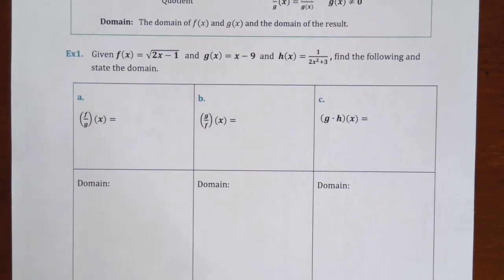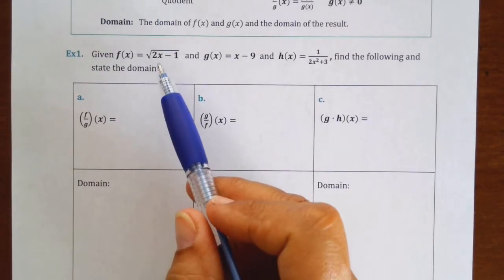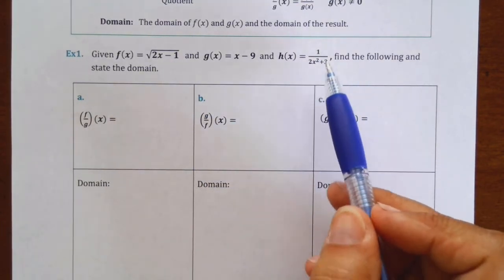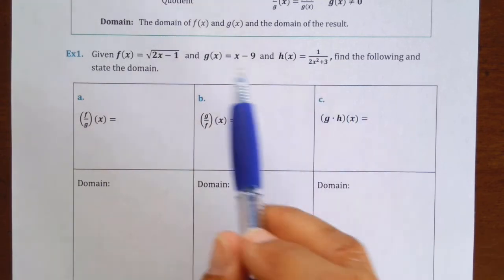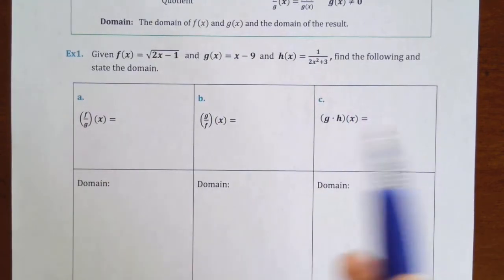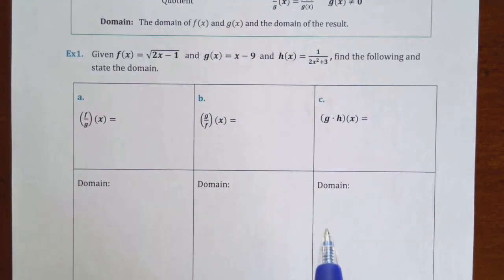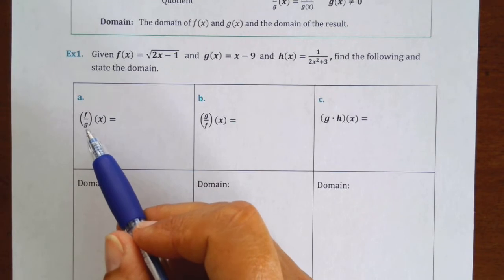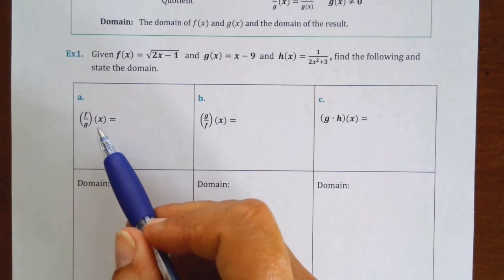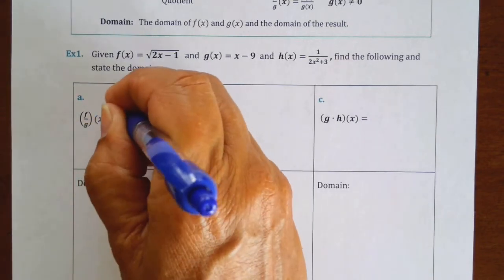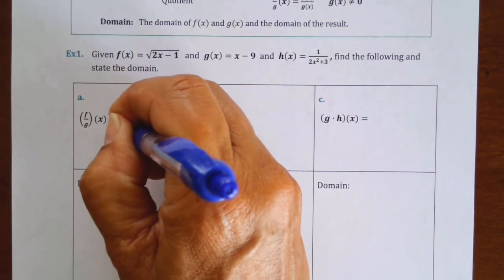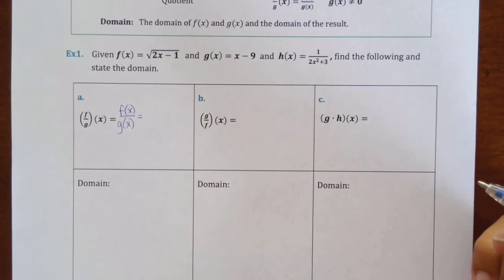Okay? All right, so look at example 1. This example is giving you three functions. Function f is a square root function, function g is just linear, and function h is a rational function. So we're going to use these functions in parts A, B, and C, and then write our results, and then find the domain. All right, so we're going to do function f divided by function g of x. So remember that we can take f of x and then just divide it by g of x. And that's what that says to do.